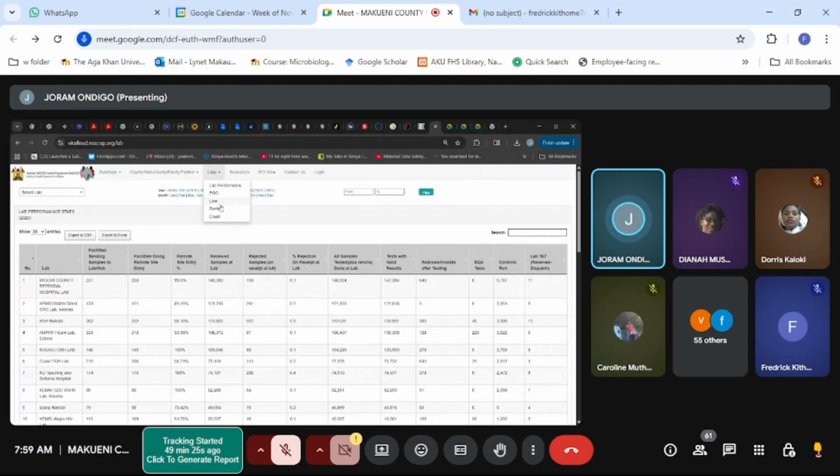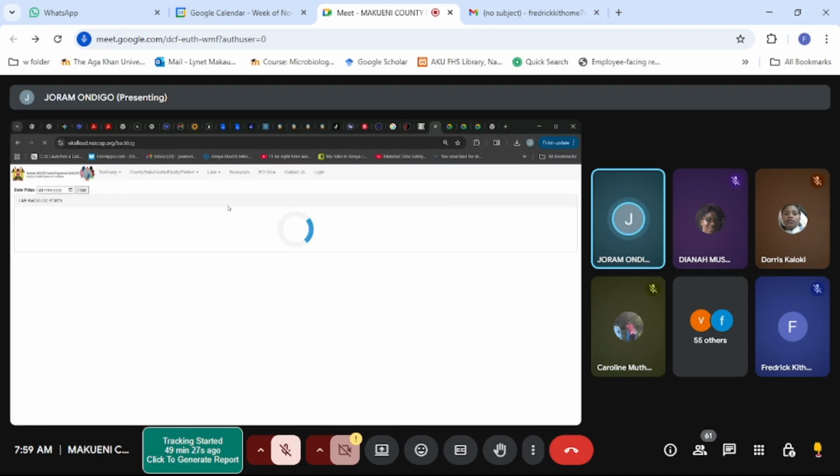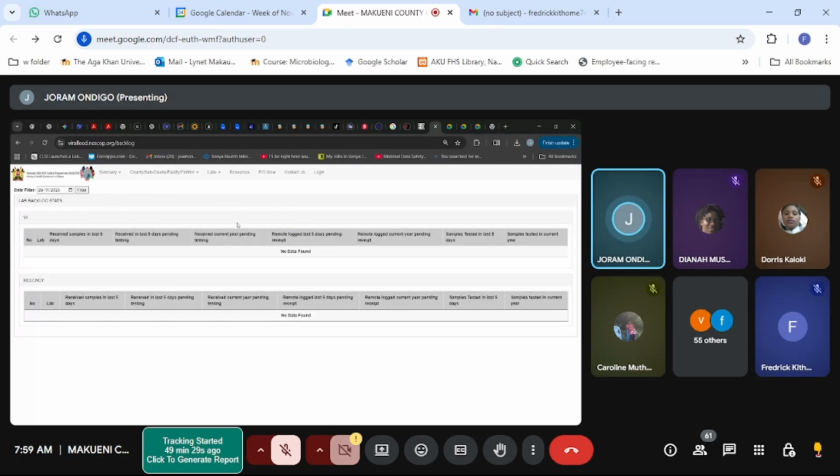Then we can actually go to the backlog. Backlog just tells you how many, it does not have the data. They have decided not to key in the data here. It's supposed to tell you how many samples they have that they have not processed. So that's just the backlog. Because I know for now, there's a lot of backlog because they have not been testing because they didn't have the commodities within their testing lab. So I hope they'll key in that data.